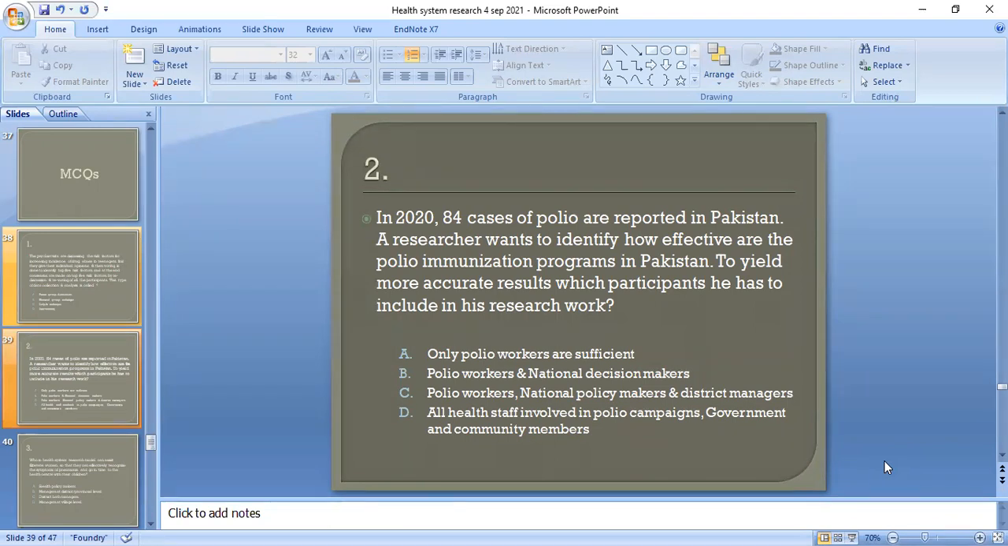D. Yes, D is the correct option, as in health system research, all the stakeholders have to be involved in the research process.